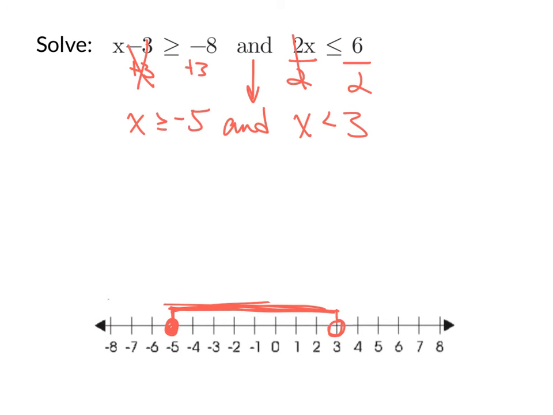If you remember from before, we wrote this compound inequality, this intersection of two inequalities, as a string like this. Since x is greater than or equal to negative 5, and x is less than 3.